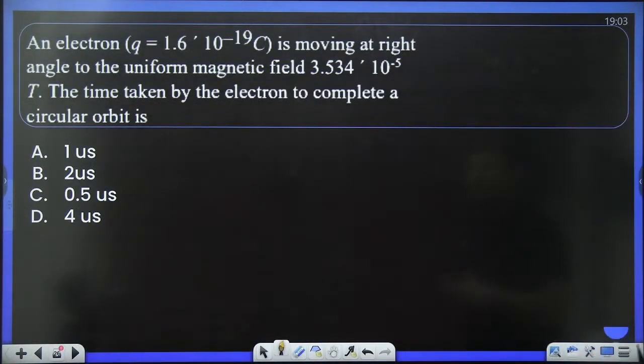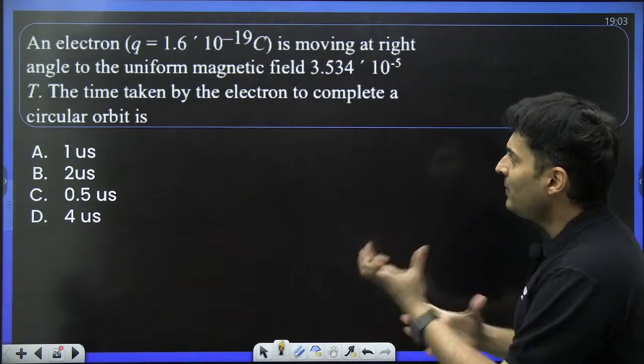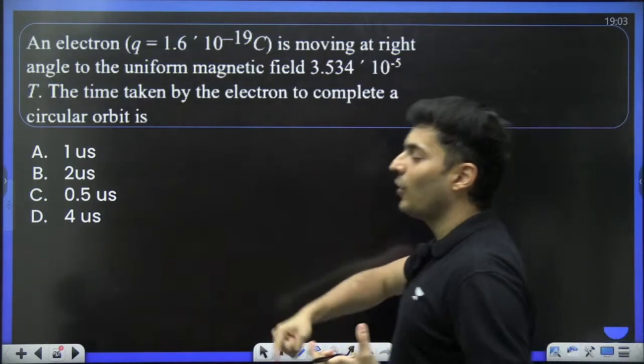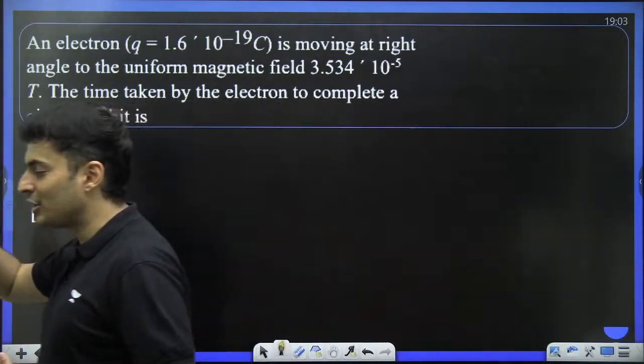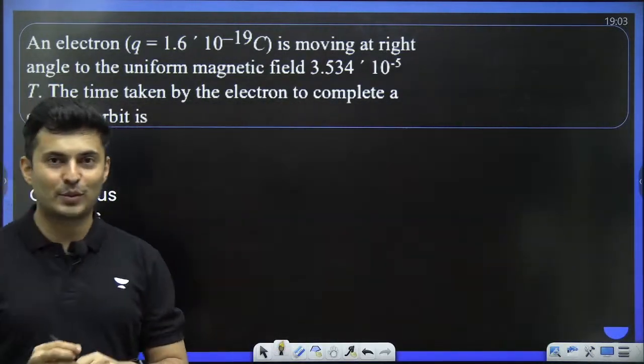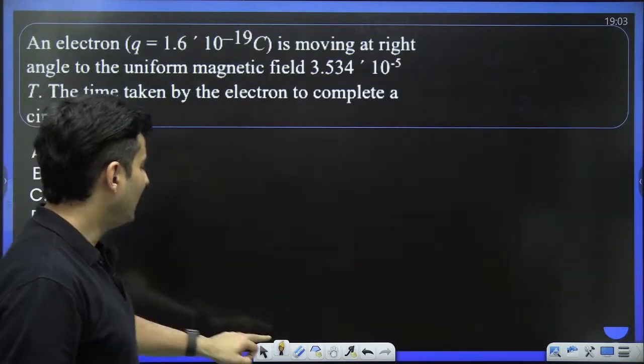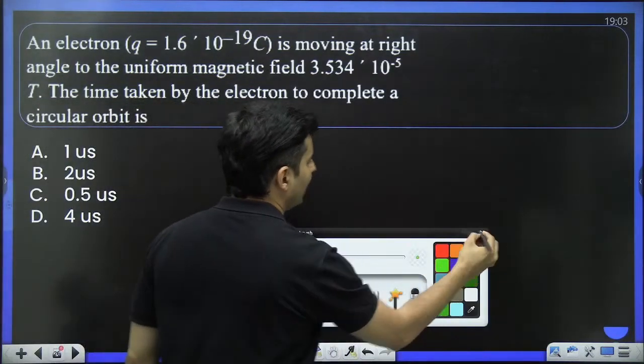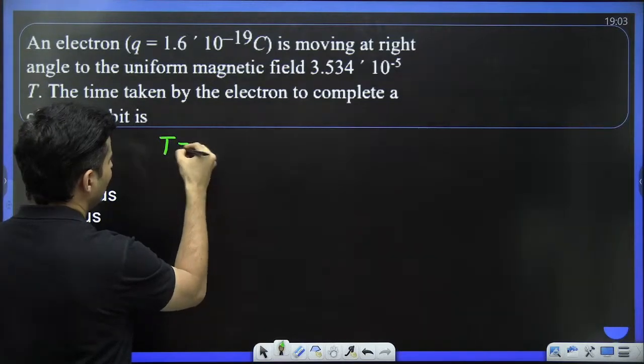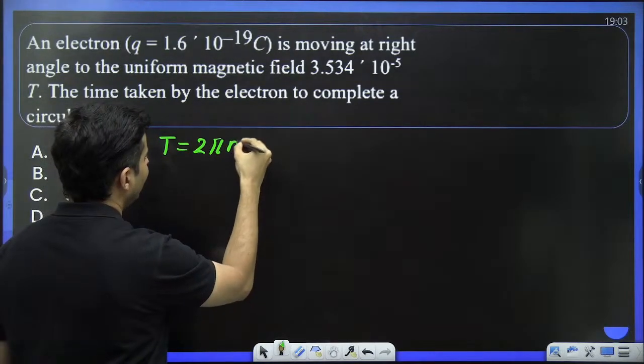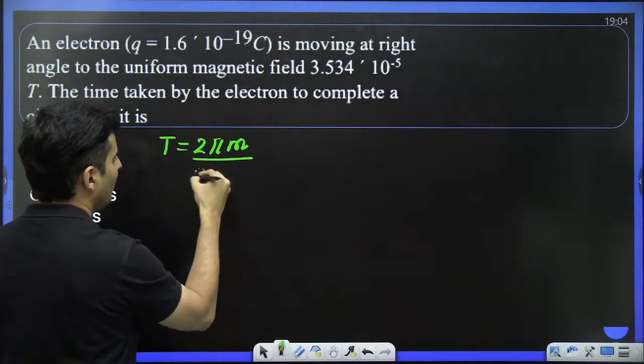Electron is given, moving at a right angle is given, field is also given. Time taken by the electron to complete the orbit. Direct formula and substitution. Let's see who is quick in the substitution and getting the final answer after calculation. Time period is asked. Come on. Simple. 2 pi m divided by qB.